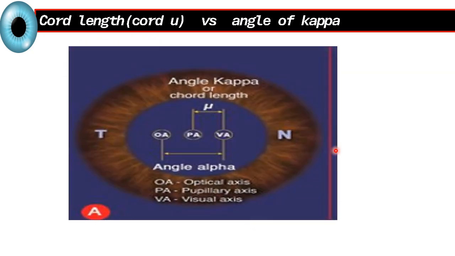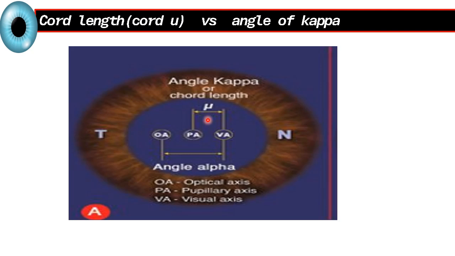I will show the exact relation on this. This is the pupillary center, as you can see here in the center, and the visual axis will cross nasally. And this is the optical axis. Now the angle between the pupillary axis and the visual axis is the angle of Kappa, and this horizontal two-dimensional distance is known as the chord mu. This is the chord mu.